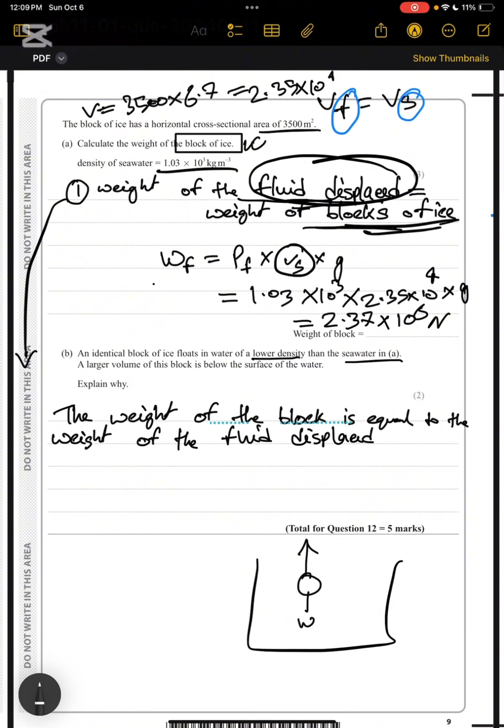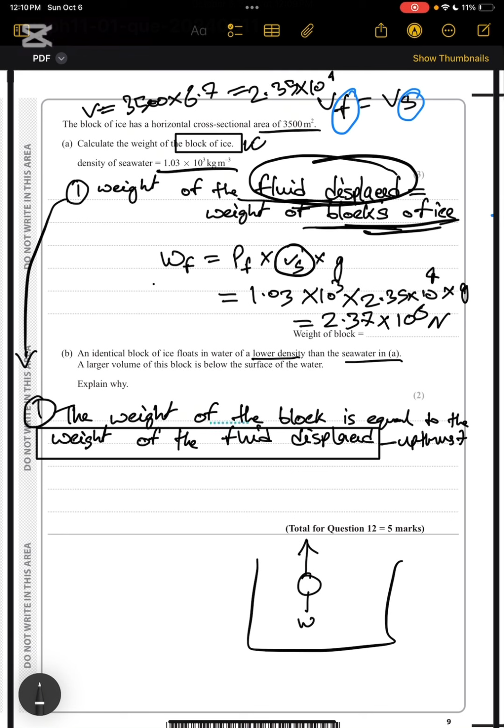Upthrust is equal to the weight. So we can also say the weight of fluid displaced is equal to the weight of the block. The weight of fluid displaced is also known as the upthrust as well. Weight of the fluid displaced can also be said as upthrust. You don't need to write this, but I have just mentioned it so that you guys can understand.